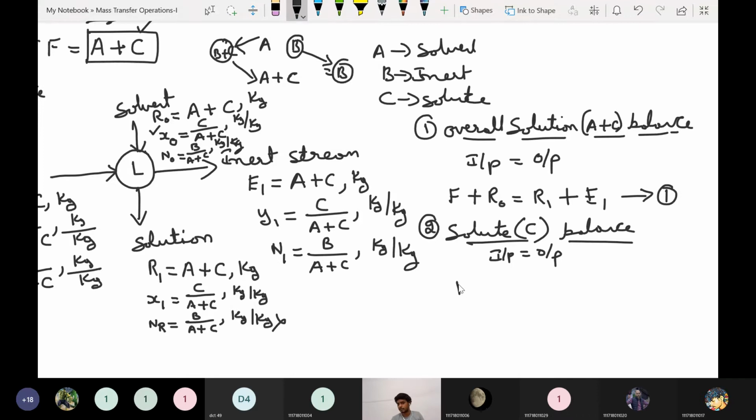This one: F into YF. Then R naught into X naught for the solute, plus R naught into X naught. Then it is R1 into X1 for the solute, plus E1, for the solute it is Y1. So this is equation 2.